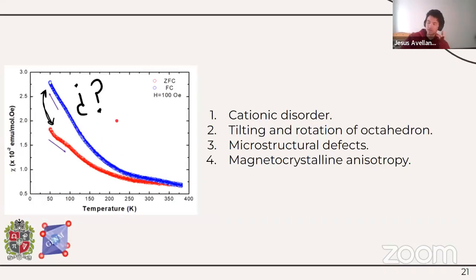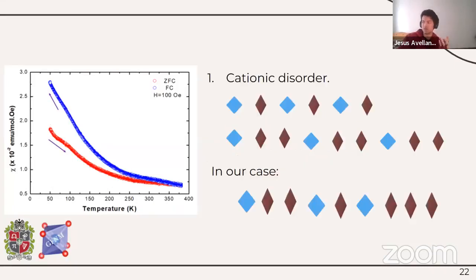Basically, we have cationic disorder, tilting and rotation of the octahedra, microstructural defects, and magnetocrystalline anisotropy. So for the first one, the cationic disorder, we initially could expect a cationic arrangement between lanthanum and calcium, but with titanium and iron, that was not the case. Initially, what is inferred from our data is that there are no arrangements of these tiles. As you can see in the top part, there is a certain periodicity between the titanium octahedra and the iron octahedra. Just for clarification, the titanium is blue and the iron are the brown ones.